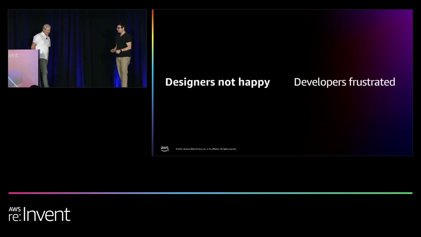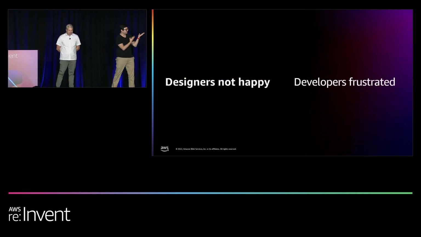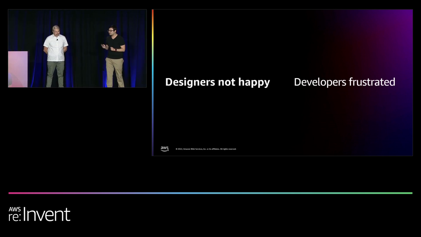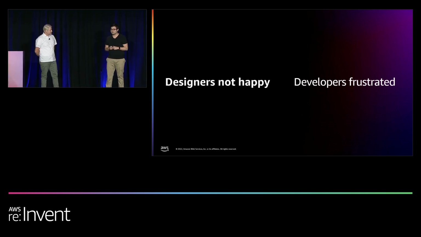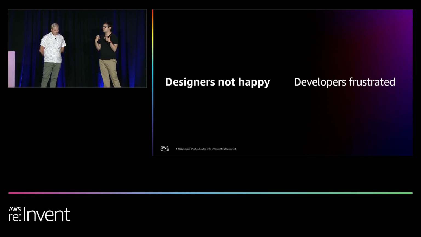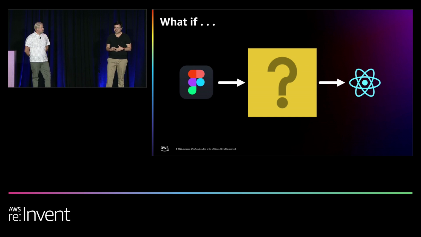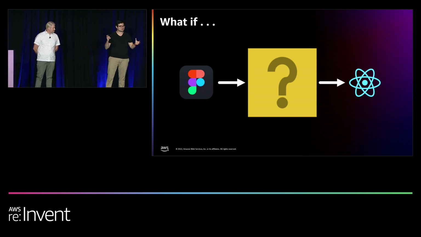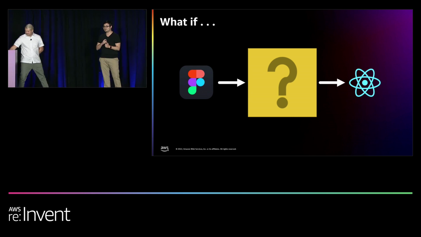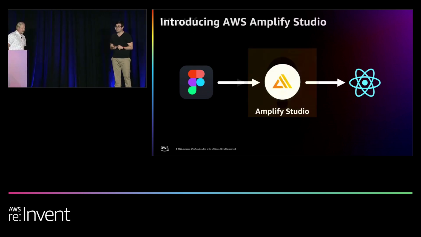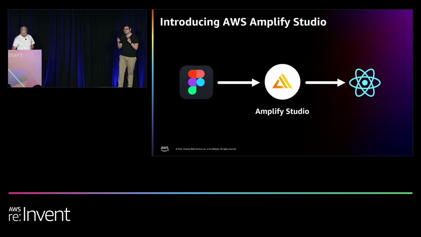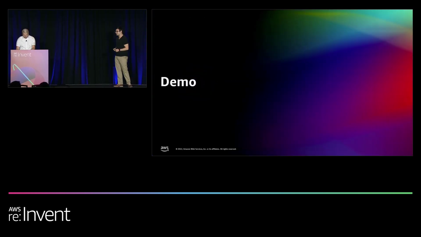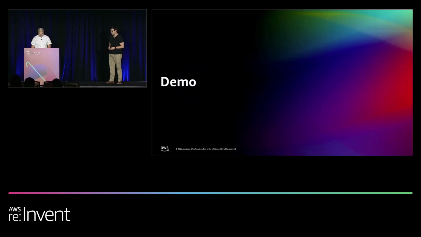And so we live in a world where designers are not happy, developers are frustrated, and somehow there must be a better way. Somehow there must be a way where a designer can provide their designs, like they have designed in Figma, put it into a little magic box, and then out comes React code that is super production ready and they can just use. And this magic box is Amplify Studio. We're going to jump right into a demo to see how this works. So Chris, you want to showcase the demo?